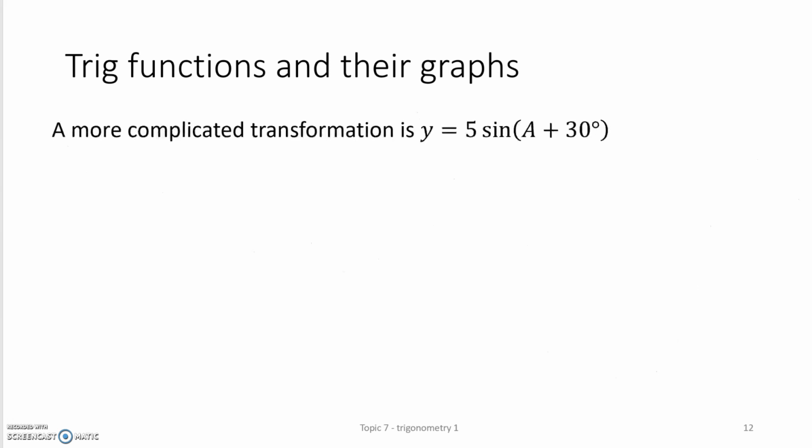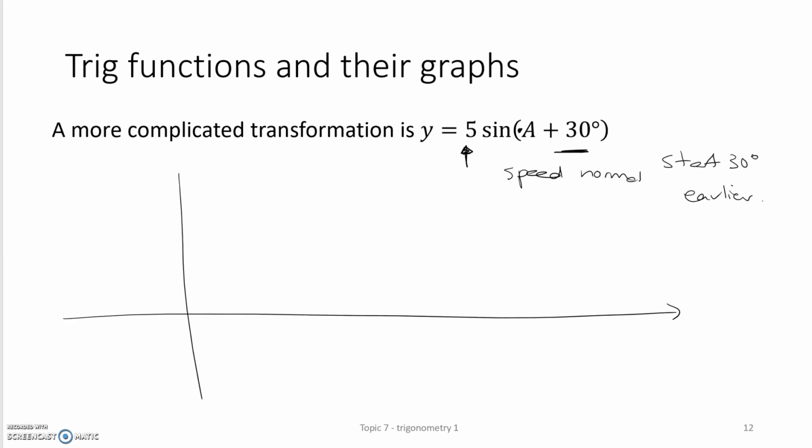Now we could put those together and have a more complicated one. Let's have a look. The amplitude is 5. The speed, well, there's no number in front of the A. There's no number in there. So the speed is normal. But it's also got a shift. So it's going to the left. It's going to start 30 degrees earlier. So instead of going up to 1, it's going to go up to 5.